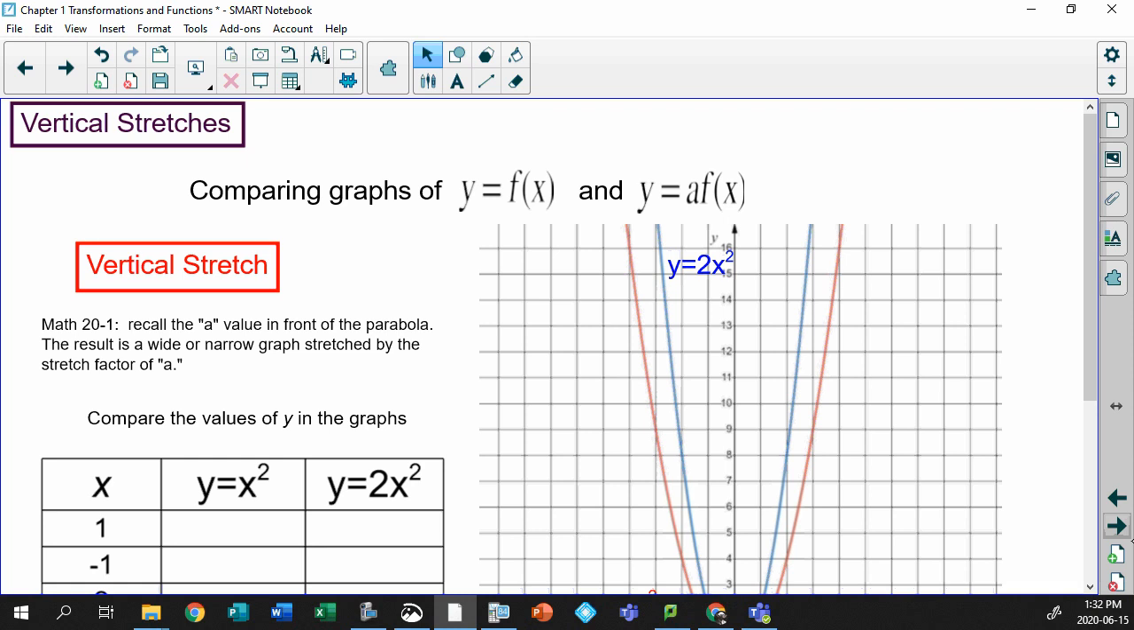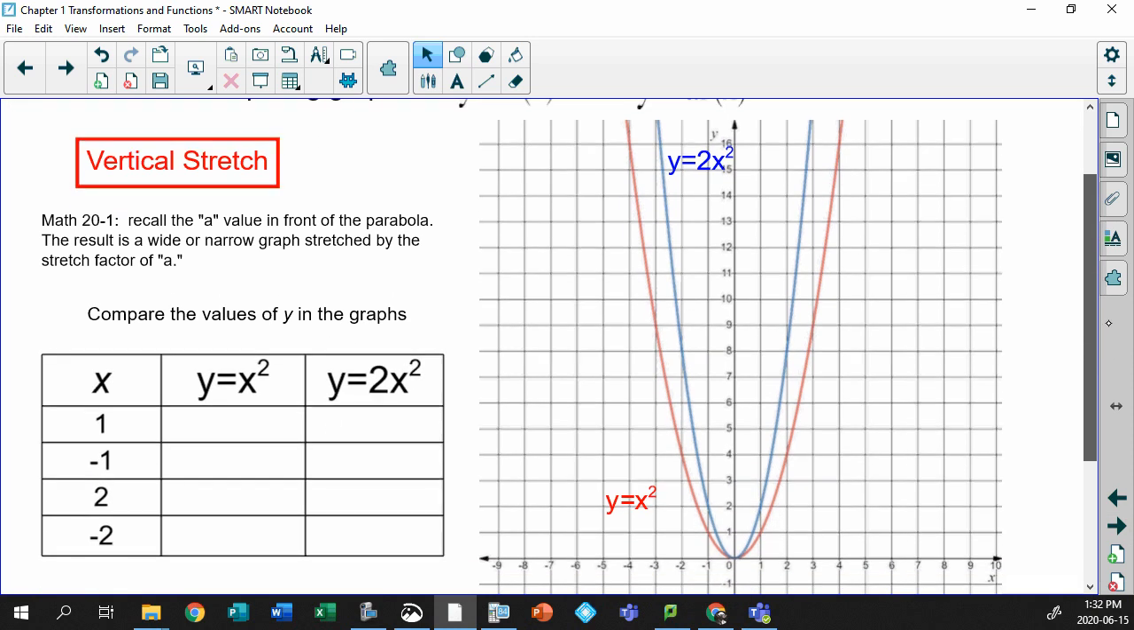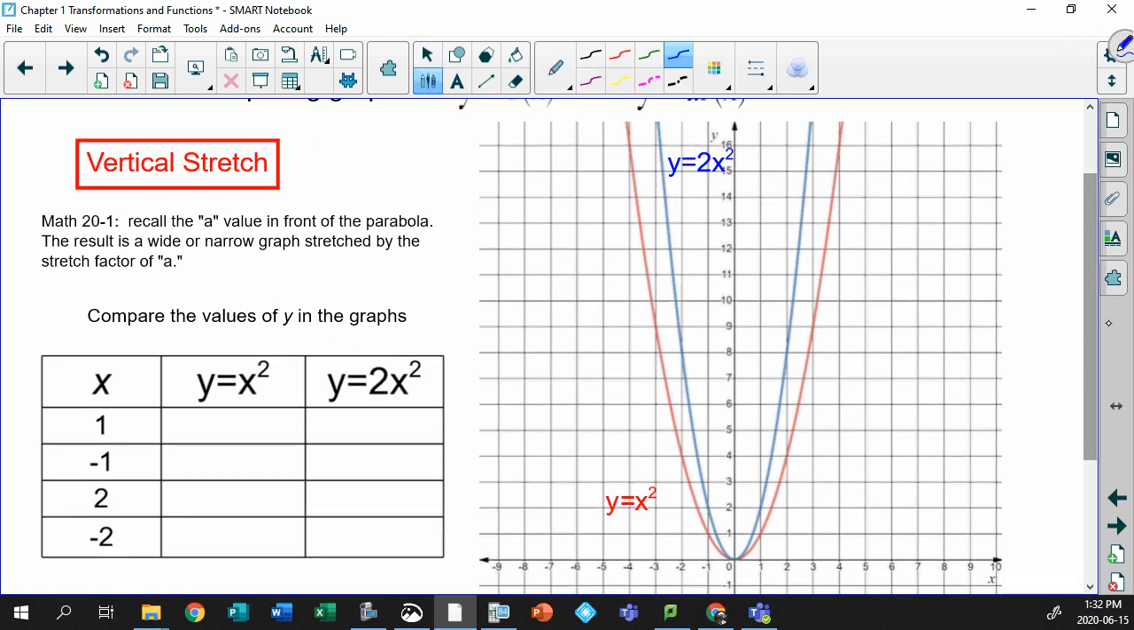I want to specifically concentrate on vertical stretches. One of the reasons why is because I want to work with something that you're familiar with. Again, this is a Math 20 concept. So let's go and take a look at this Math 20 concept right here. Okay, so recall, in Math 20, the A value in front of the parabola is the result of a wide or narrow graph. Stretch factor, value A.